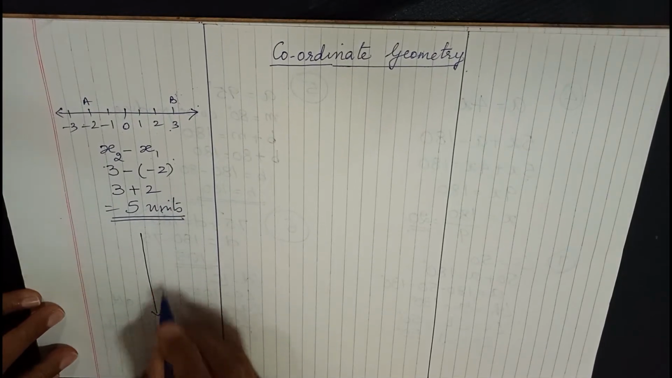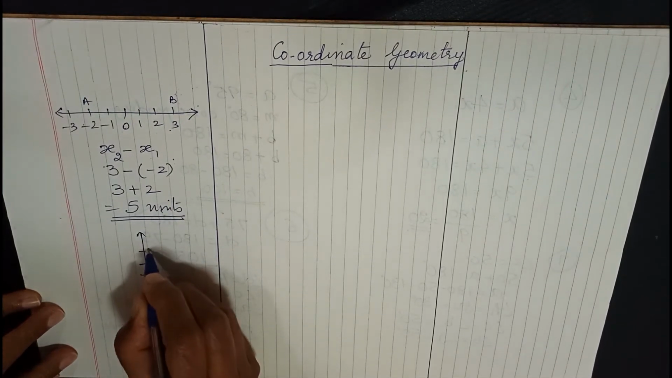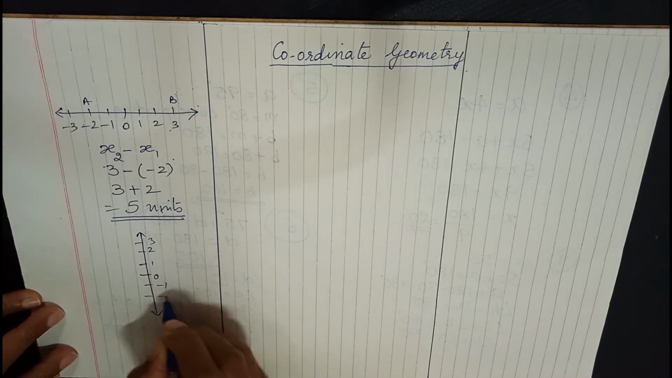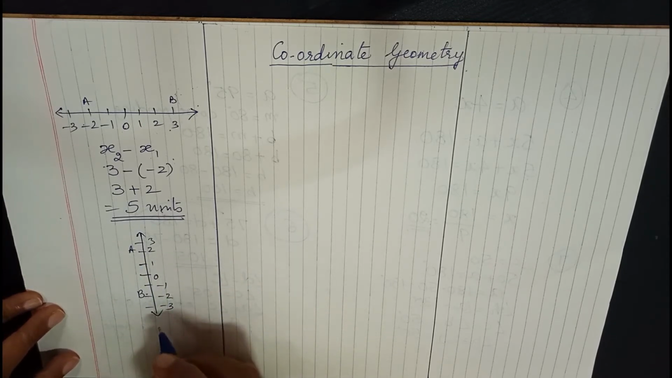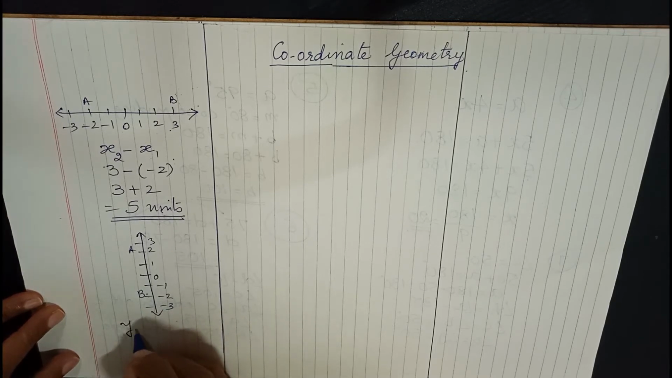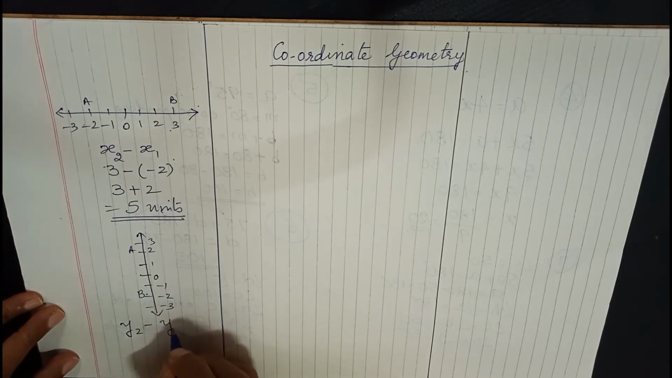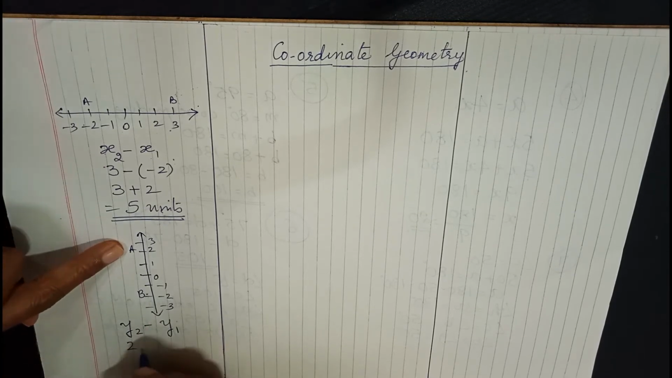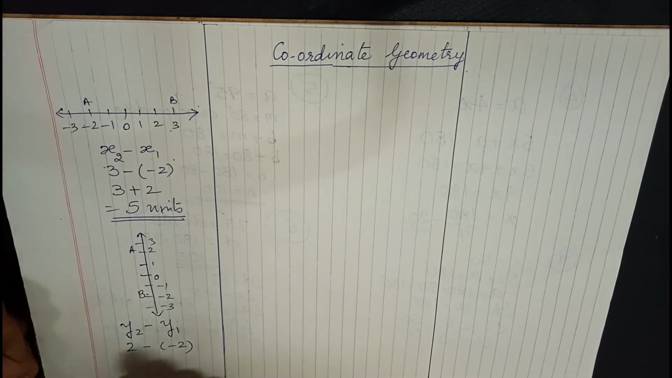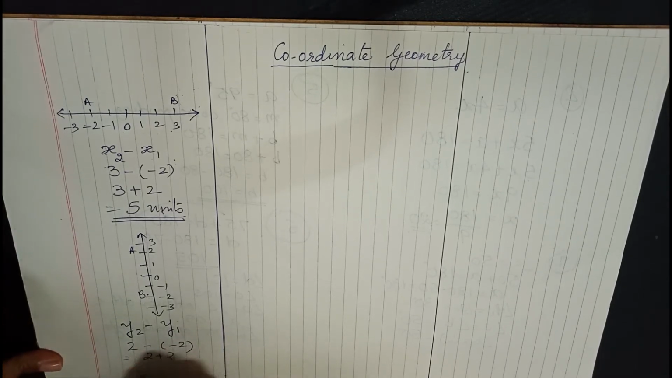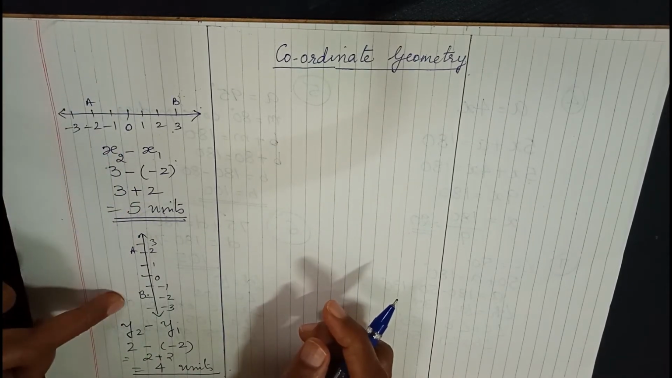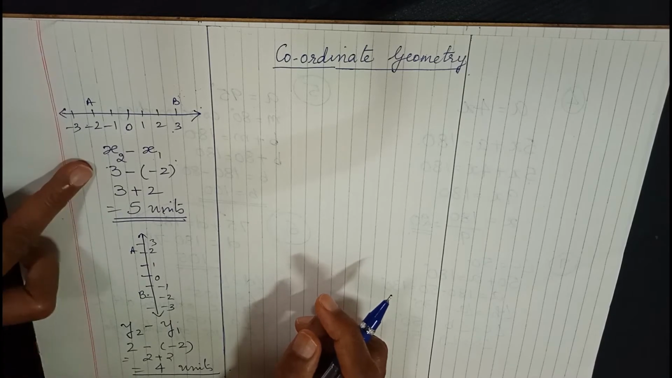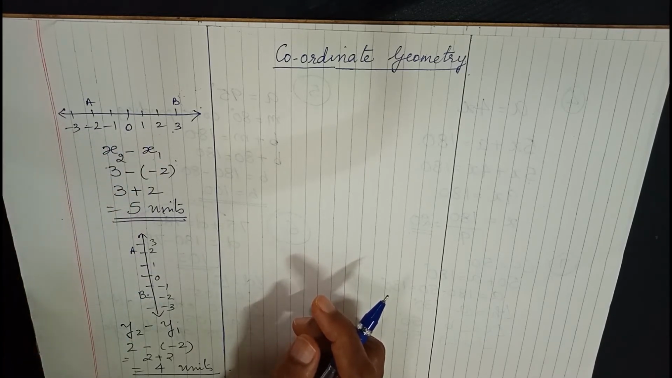Let us talk about the vertical axis, which is the y-axis, where the positive numbers are on the top and the negative numbers at the bottom. Again, if you want to find the distance between 2 points, let us say A and B, you can use the same formula, bigger coordinate minus smaller coordinate. Let us say y2 is the bigger coordinate and y1 is the smaller coordinate. So here 2 is the bigger coordinate and minus 2 is the smaller coordinate. When you open this, it becomes 2 plus 2, which is 4 units. So you see, when the points are on the axis, it is very easy to find the distance between the 2 points just by using bigger coordinate minus smaller coordinate.